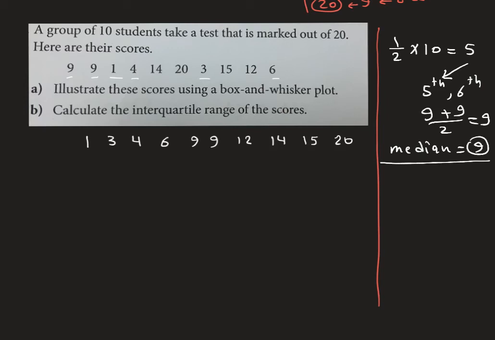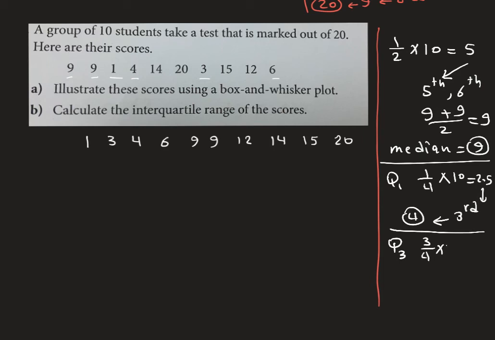The same for the lower quartile, Q1. You multiply 1/4 times 10. You get 2.5. 2.5 round up, so the third, 4. So the lower quartile is 4. The same for the upper quartile, Q3. 3/4 times 10, you get 7.5. 7.5 round up, you get 8. The eighth will be 14.